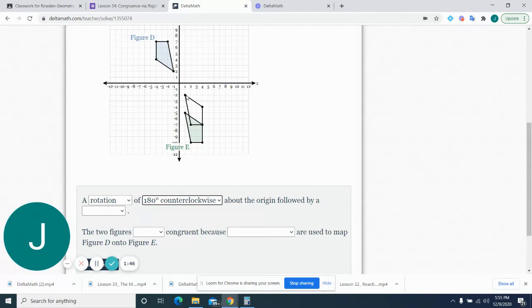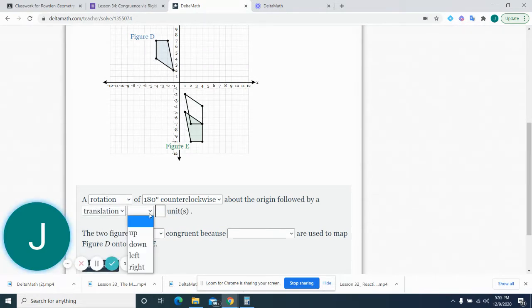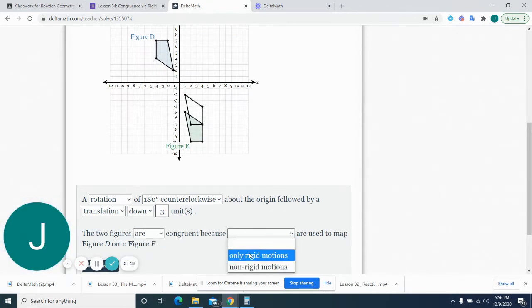Notice what I'm doing. I'm looking at the upper left point to the new upper left point. So followed by a translation, which is what we call just simple motion, down 3 units. And then the last thing, is this figure congruent to that figure? Well, look what happens when we do all of our motions. Are they the exact same shape? Yes, they are.